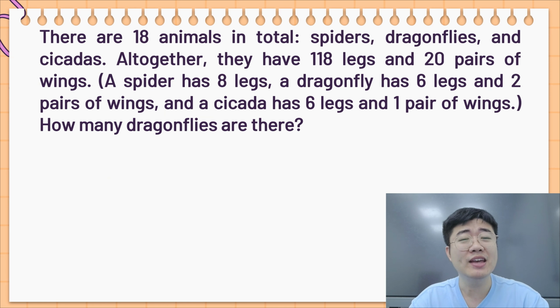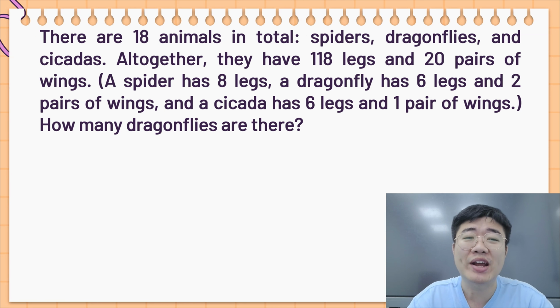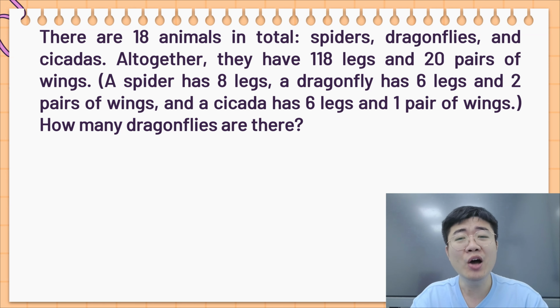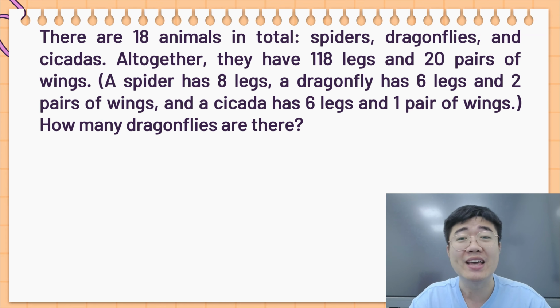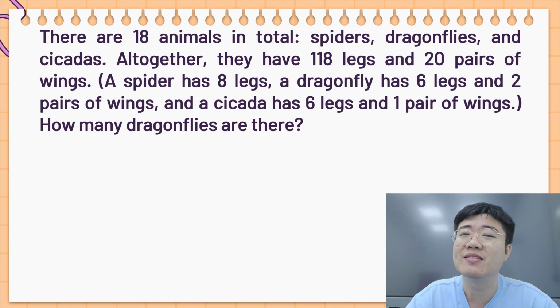Now, we got 18 animals in total, the spiders, dragonflies and cicadas. Altogether, they have 118 legs and 20 pairs of wings. A spider has 8 legs, a dragonfly has 6 legs and also 2 pairs of wings. A cicada has 6 legs and 1 pair of wings. So how many dragonflies are there?